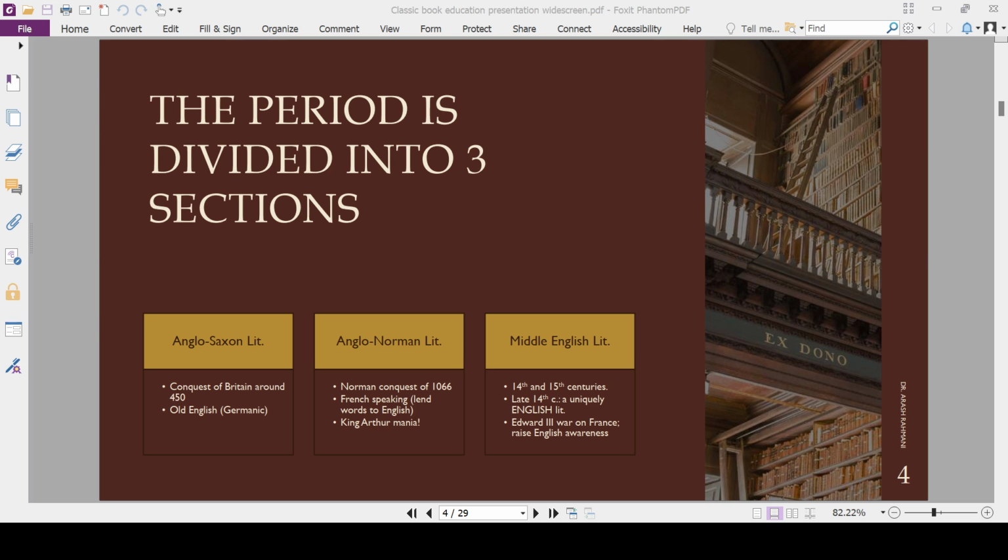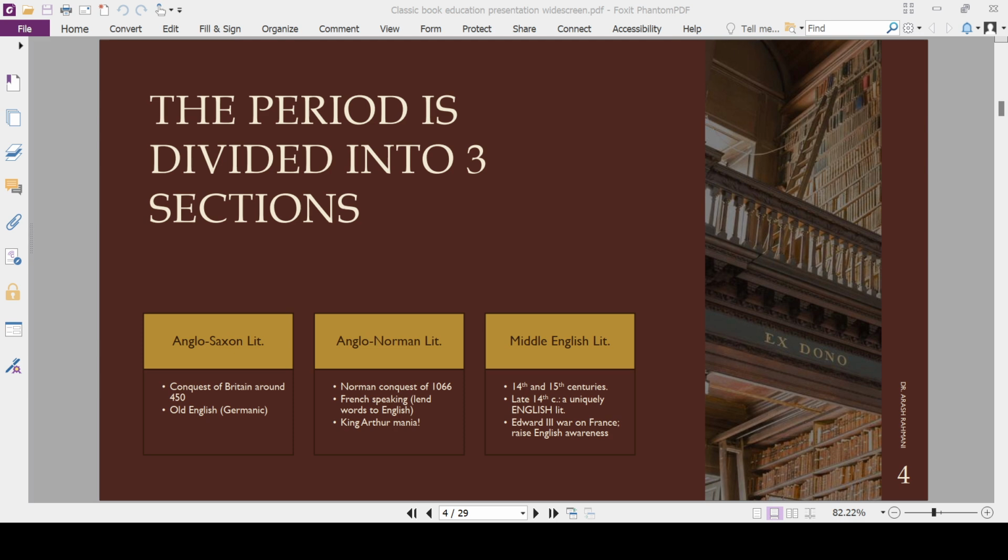So this historical epoch, as previously noted, comprises three distinct sections. The initial segment, denominated Anglo-Saxon period and literature, commences with the conquest of Britain around 450. Now, this phase is chiefly characterized by Old English. So when we say Anglo-Saxon literature, we are talking about Old English literature, which of course has its roots in Germanic languages and culture. So it has Germanic origins.